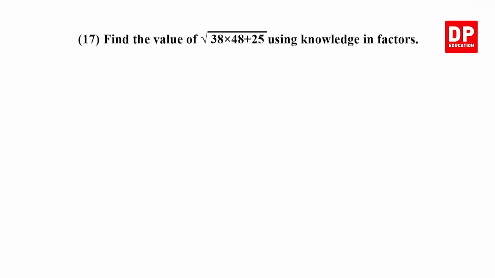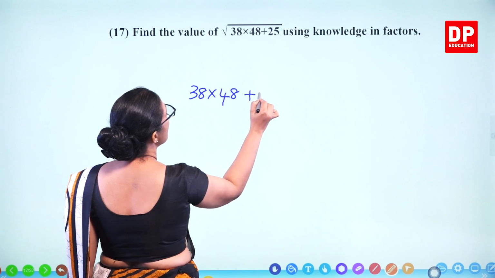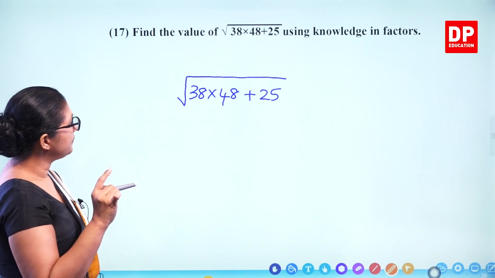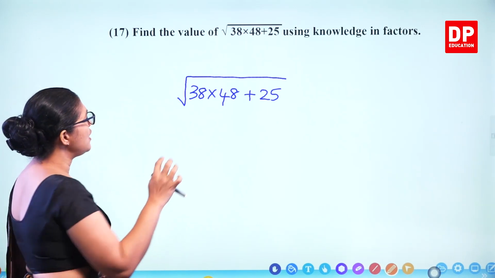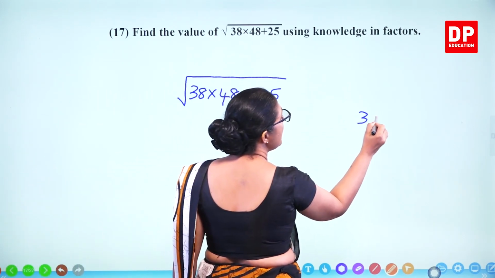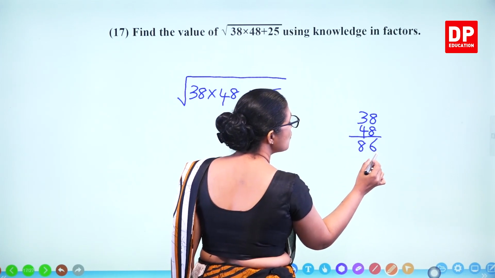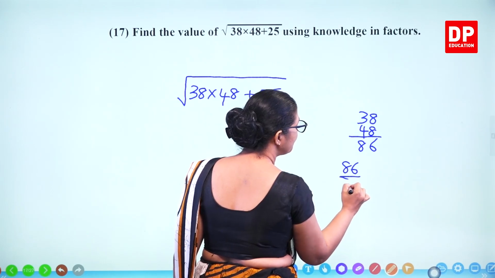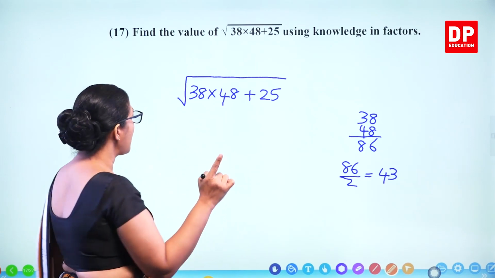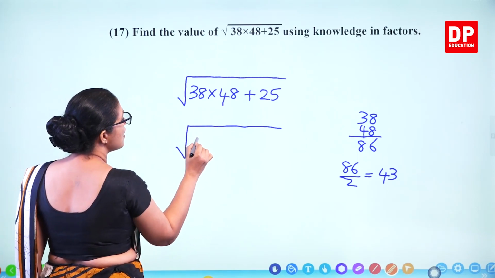Question number 17. Find the value of the square root of 38 times 48 plus 25, using knowledge of factors. What we can do is find the mid value of these two numbers. 38 and 48, when you add them, what do you get? 86. When you divide this by 2, you get 43. So we can write both numbers in terms of 43.